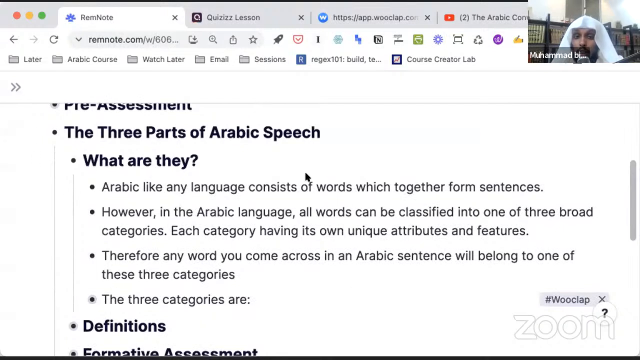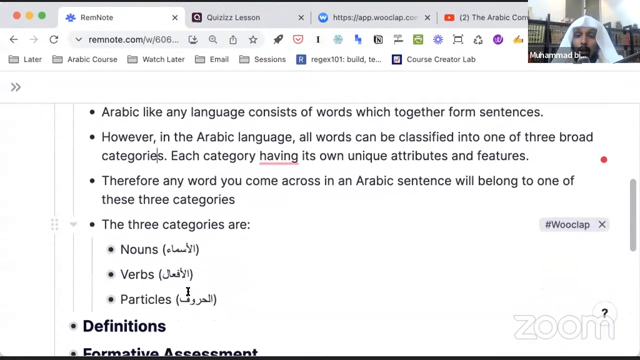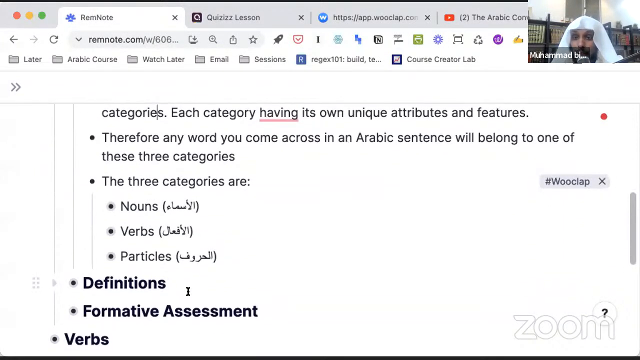Some of you answered: ism, fi'l, harf. Na'am, ahsantum. Okay, Aqsamul kalami thalatha: ism, fi'l and harf. So they're called nouns, ism, asma. Ism is the singular, asma is the plural. We have af'al, verbs. We have al-huruf, singular, harf.